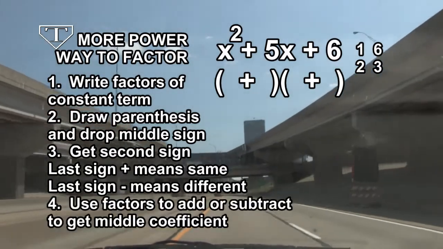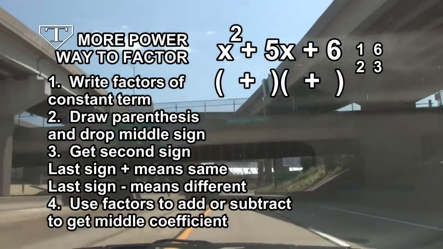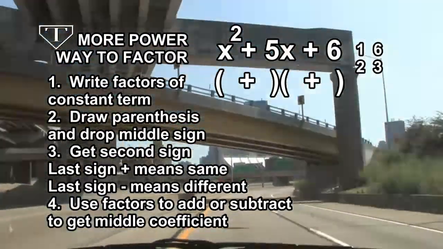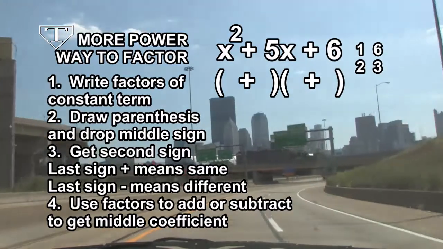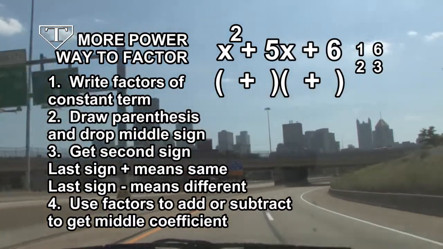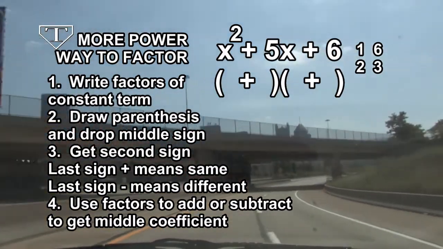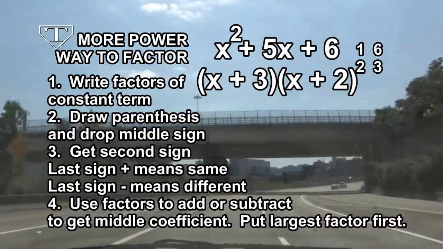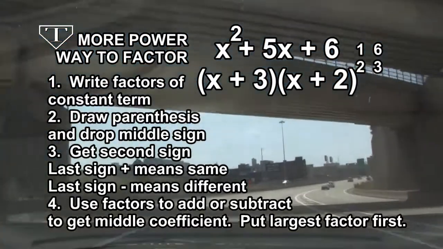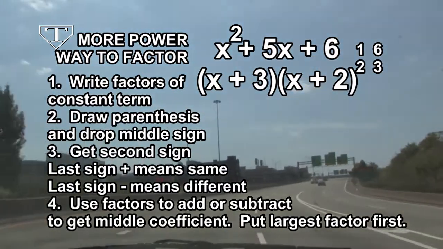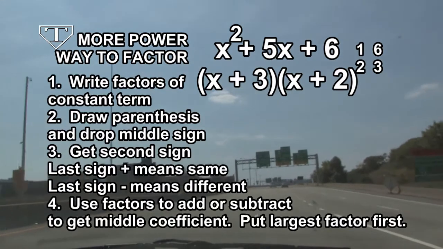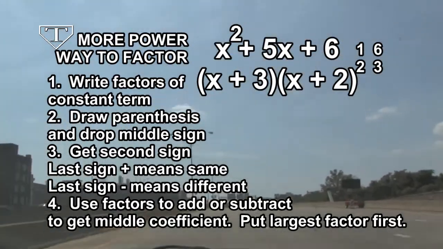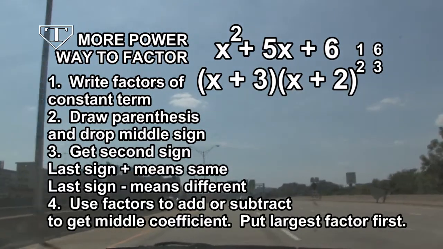And finally, step 4 is to use the factors of 6 to add or subtract to get the middle coefficient of 5. In this problem, since the signs are the same, we need the factors of 6 that add up to 5, which are 2 and 3. Fill in the parentheses. X times x would be x squared, and put the largest factor in the first parentheses, so we'll place 3 in at the end. So x squared plus 5x plus 6 factors to x plus 3 times x plus 2.